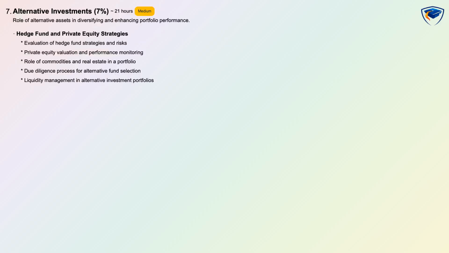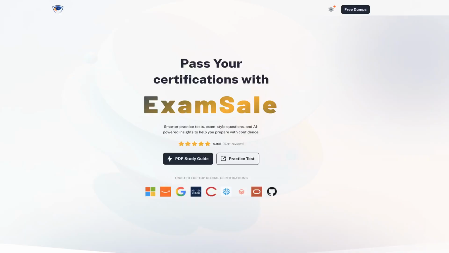Alternative investments comprise 7%, medium difficulty with about 21 hours of study and conceptual plus scenario-based assessment. This domain teaches evaluation of hedge fund strategies and private equity valuation, along with the role of commodities and real estate in diversification. You will learn due diligence processes, performance monitoring for alternative funds, and liquidity management techniques specific to these asset classes.